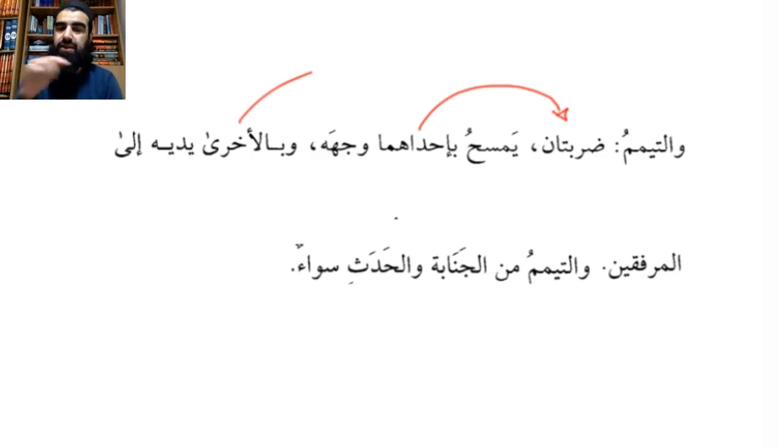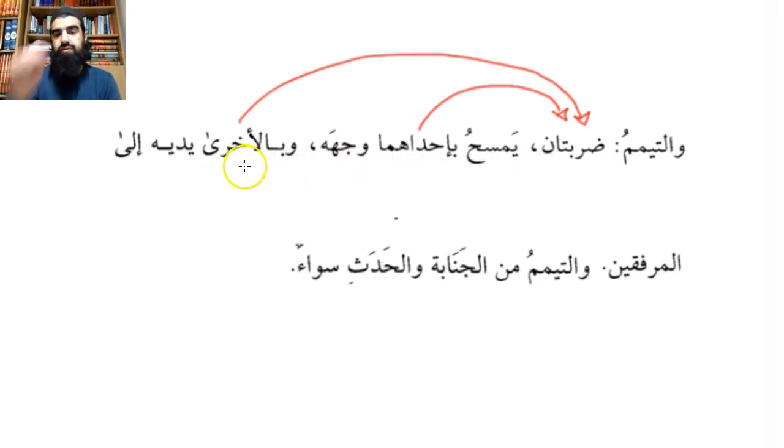Yamsah bi ihdahuma, he wipes with one of the 2. Huma goes back to the darbatan. So the ihda is feminine because darbatan is dual, and one of them is feminine, darbatun. Okay, so the feminine goes back to feminine. And ukhra is also feminine, and that also goes back to darbatan.